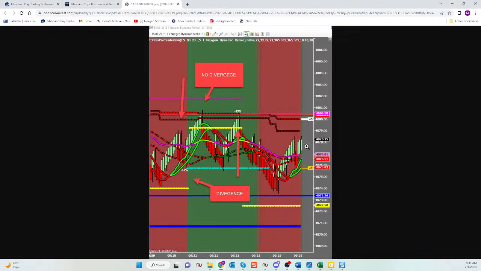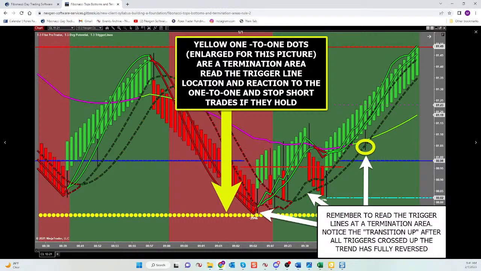And then Gary gave us a great picture. No divergence on this pivot, no negative number. Divergence, losses of momentum on these pivots. Great picture, Gary. Perfect read.